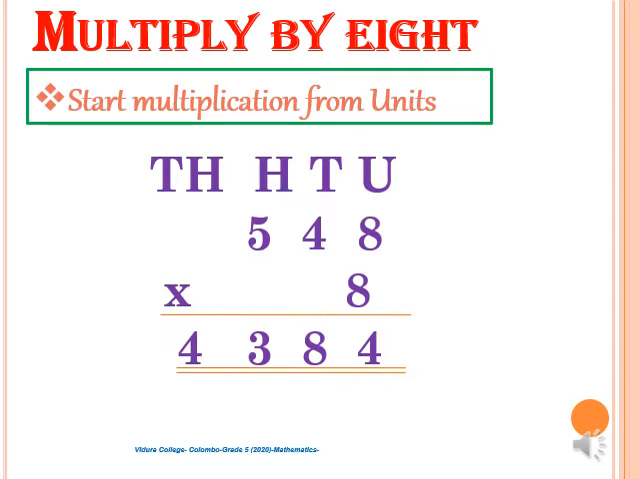The multiplier and the multiplicand are given in the sum very clearly. So start multiplication from the units column. 8 times 8, then 8 times 4, then 8 times 5. Once you multiply, you will get the answer with 4 places: 4,384. So make sure to place 4 in the thousands column, 3 in hundreds, 8 in tens and 4 in units.